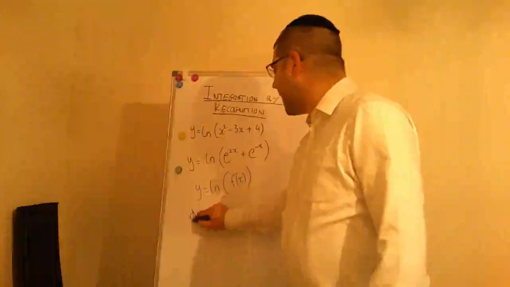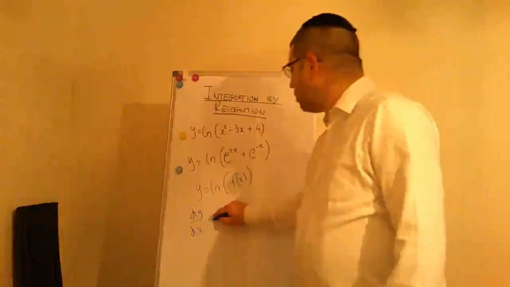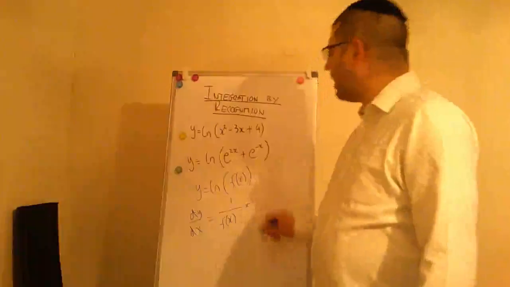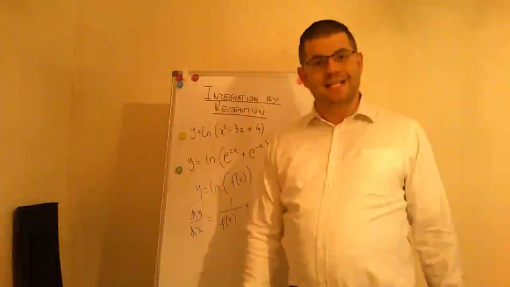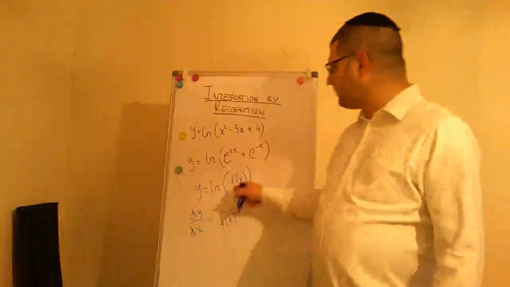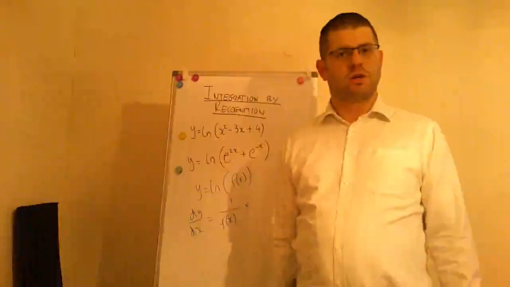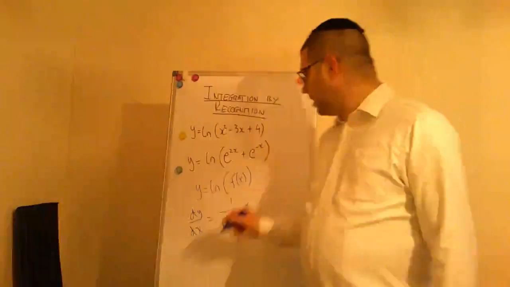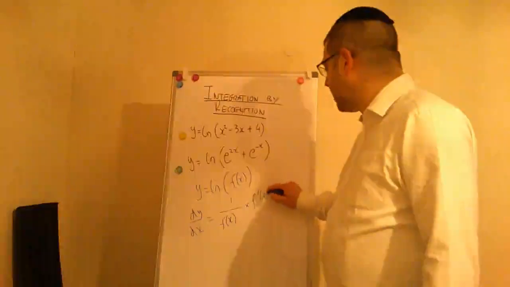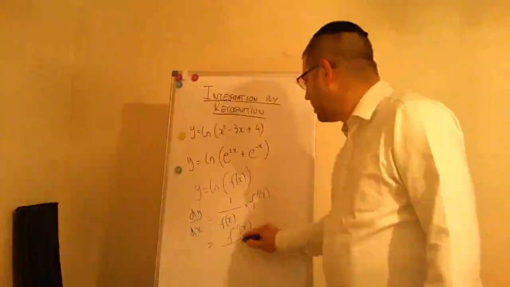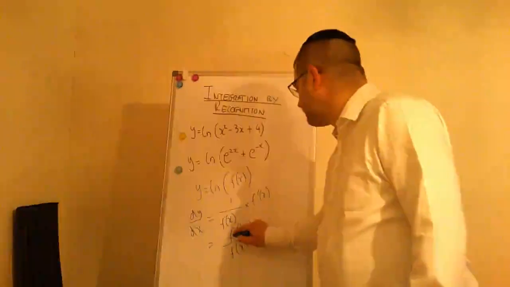dy by dx will be 1 over that function, multiplied by the derivative of whatever's inside the ln. Now I don't know the function, it's just a general f of x, but I do know that the derivative of f of x is f dash, f prime. And therefore, that ends up being f dash x over f of x.